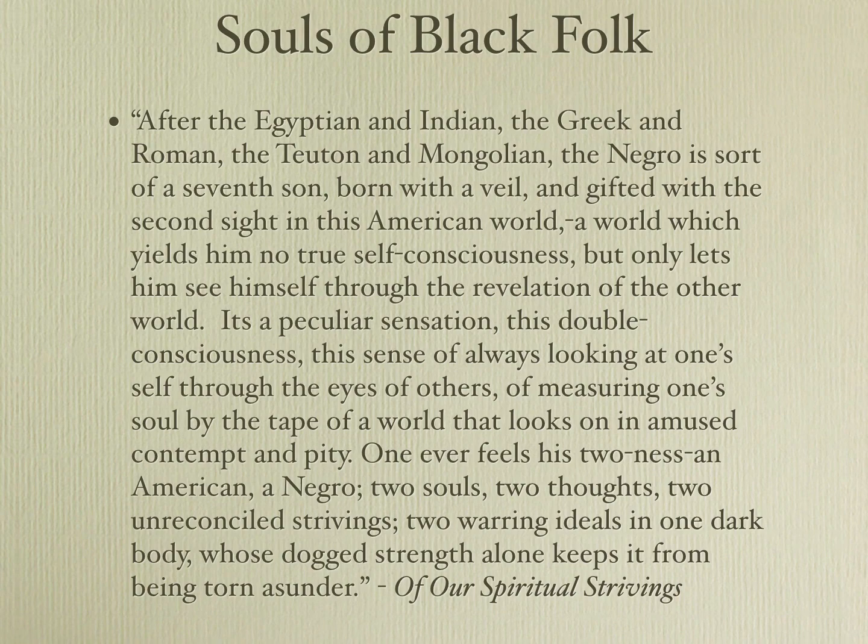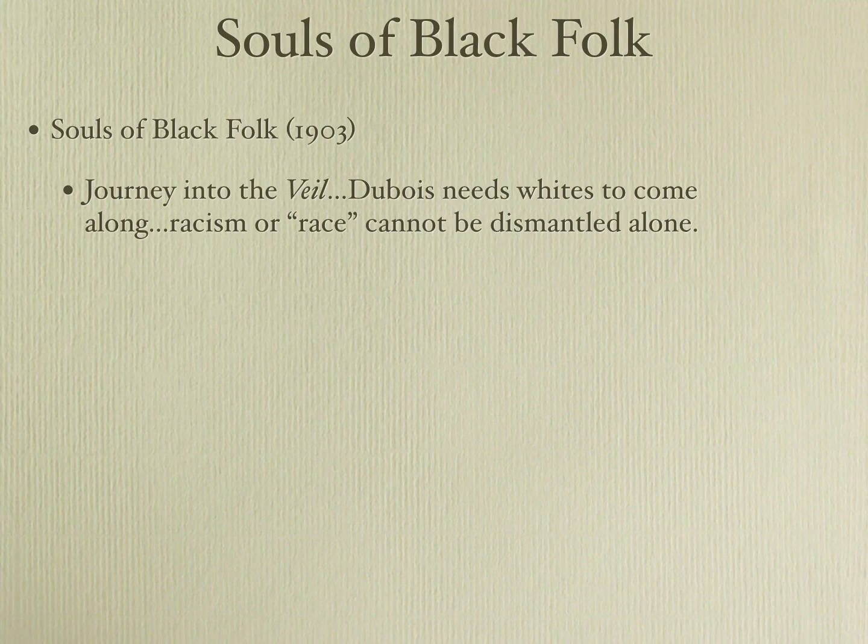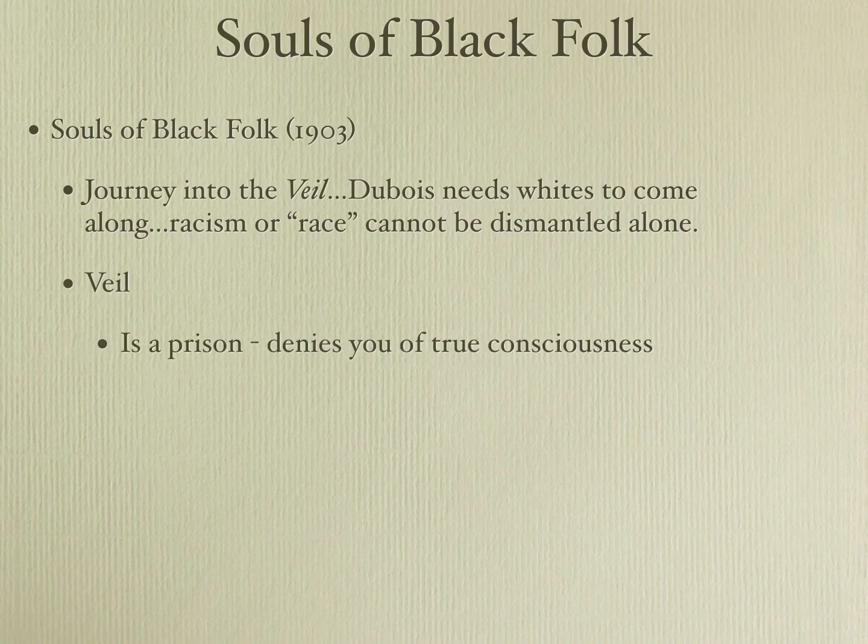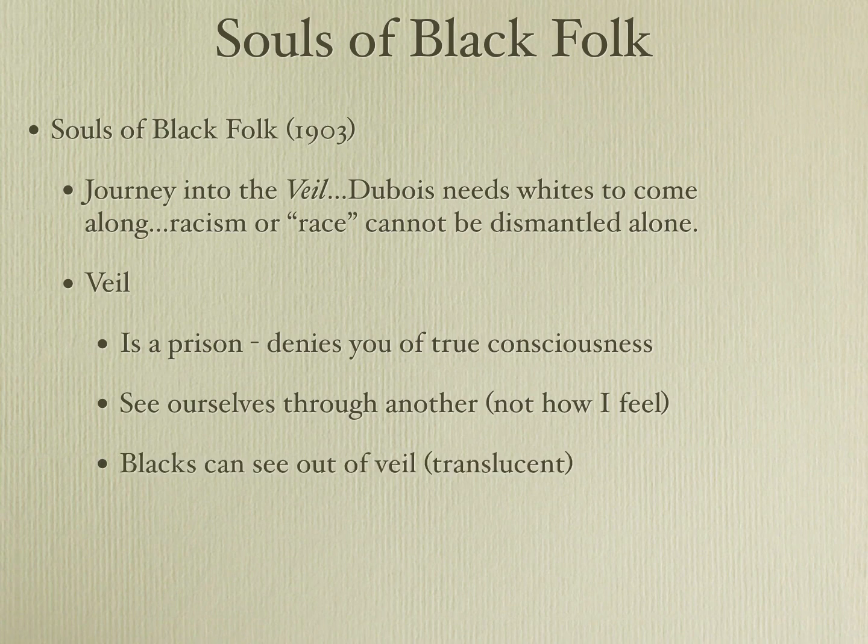He's also talking about something that is fundamental as well, and the idea here that the veil itself is problematic for white people. In writing The Souls of Black Folk, his goal was to show white people their racism and what it's doing to black people. One, the veil denies you of true consciousness, so you only see yourself through others, not how you actually feel.